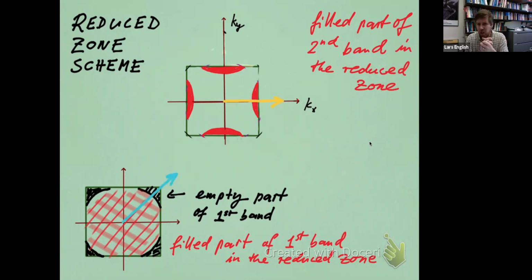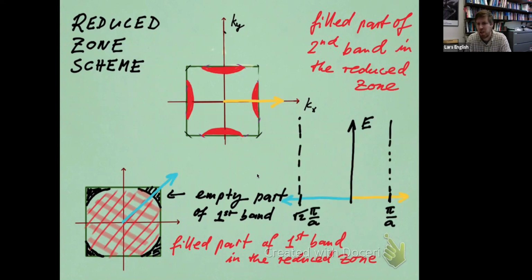So again, I can go in different directions. For instance, I can go here along the kx axis, and here I can go in a diagonal direction. Okay, and so now let me plot an energy diagram. There's nothing strange here. If I go in this direction, here's my first band, and then here's my second band folded in, in the reduced zone scheme.